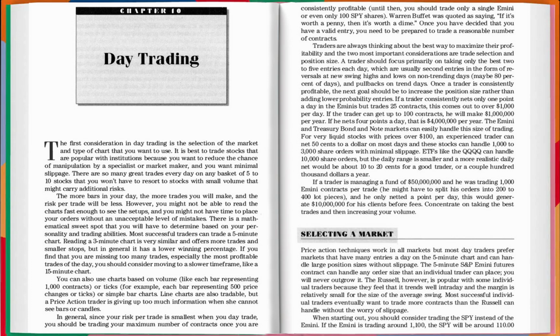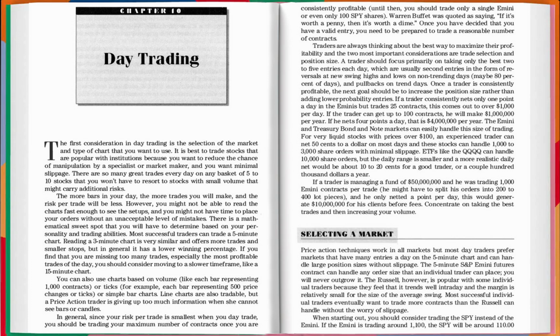A trader should focus primarily on taking only the best 2 to 5 entries each day, which are usually second entries in the form of reversals at new swing highs and lows on non-trending days, maybe 80% of days, and pullbacks on trend days. Once a trader is consistently profitable, the next goal should be to increase the position size rather than adding lower probability entries.